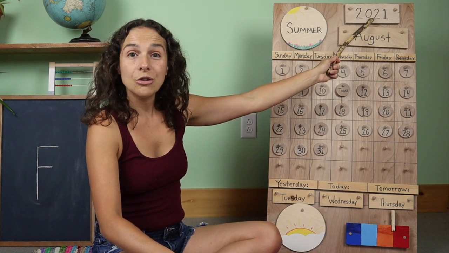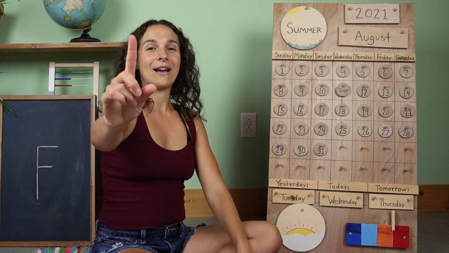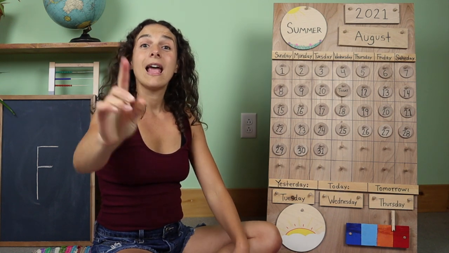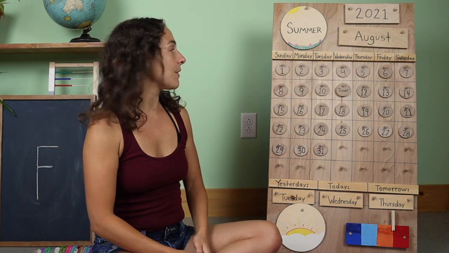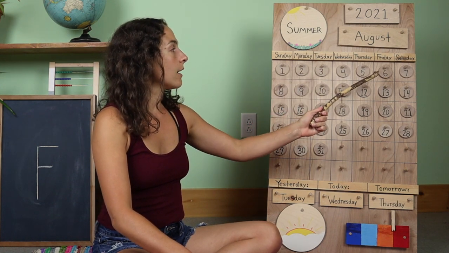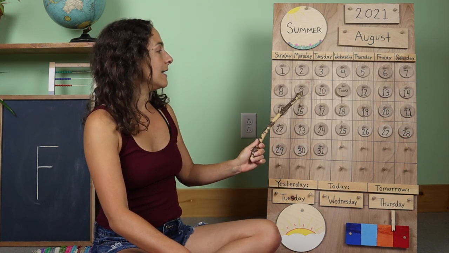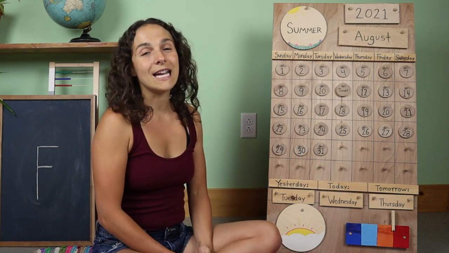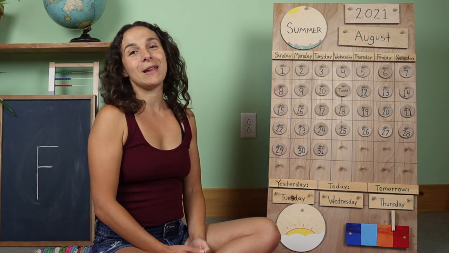And the year is 2021. Can you take out your counting fingers like this? Let's warm them up to give them a little stretch. And now we're going to count all the days that we've had so far in the month of August together. 1, 2, 3, 4, 5, 6, 7, 8, 9, 10, 11. We have had 11 days so far in the month of August. 11 is also the number of the week.